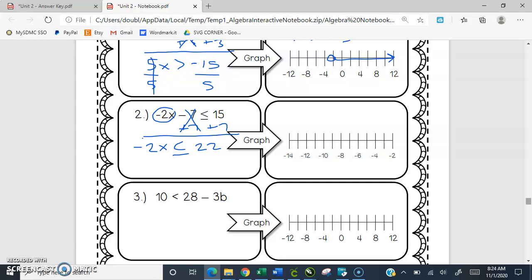So I have a negative 2x. They're multiplying. The inverse of multiplying is dividing. So I have to divide both sides by negative 2. These cancel out. And since I'm dividing by a negative number, my sign changes. So it goes from less than or equal to, to greater than or equal to. And 22 divided by negative 2 is negative 11.